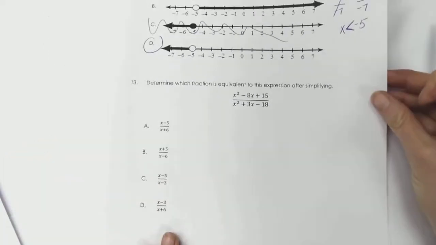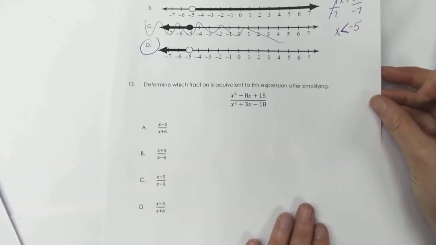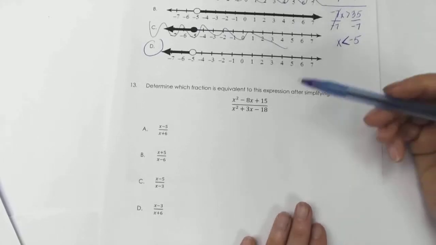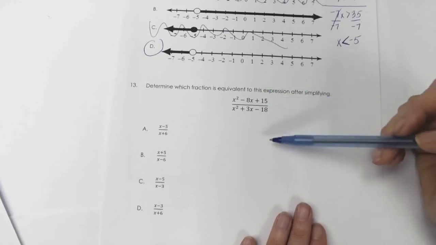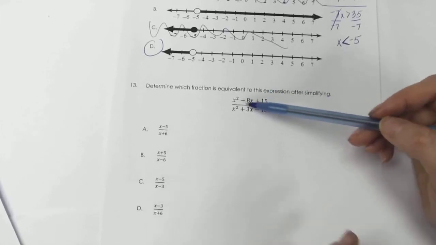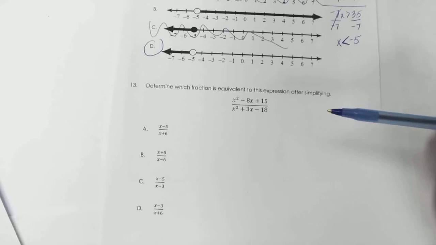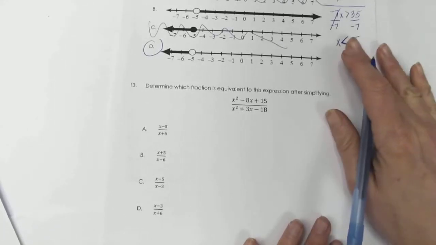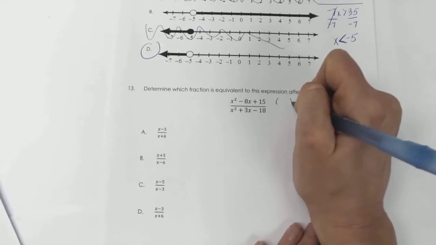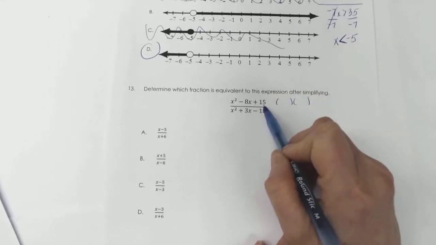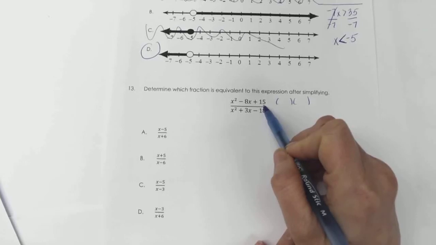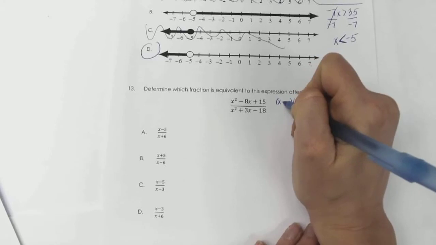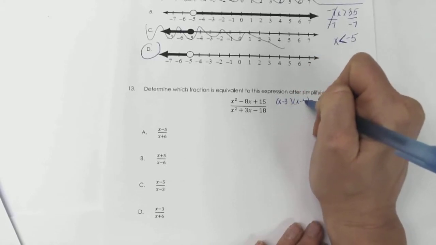13. Determine which fraction is equivalent to this expression after simplifying. One thing you have to be careful of is don't just start crossing things out when there are pluses and minuses. You need to factor because you can only cross out things that are factors, meaning multiplied together. I'm going to factor the top. The numbers that multiply together give you 15, but combine to give you negative 8, negative 3, and negative 5.